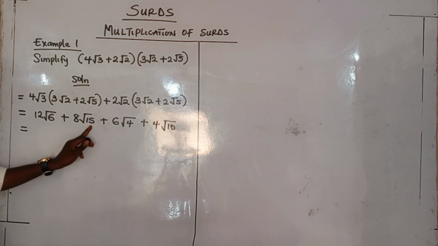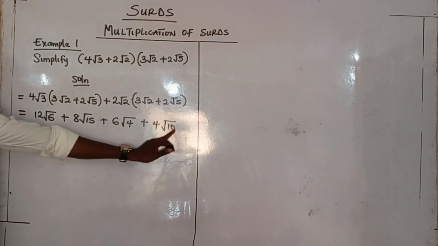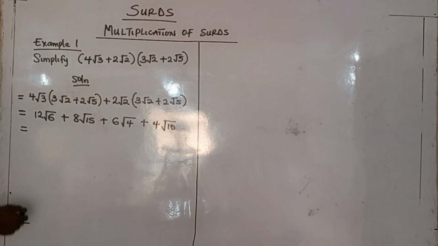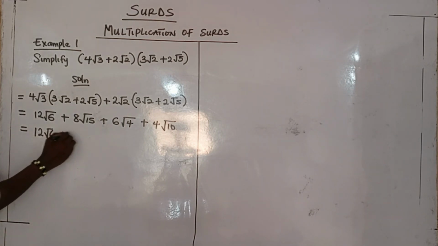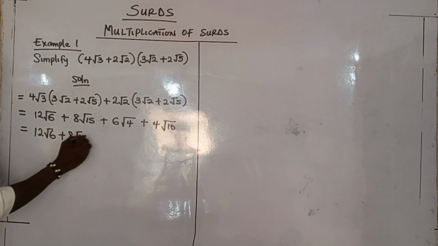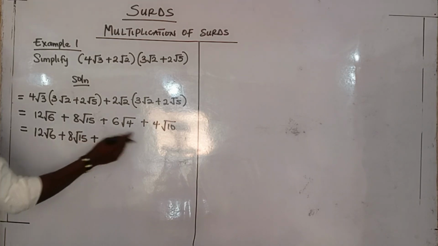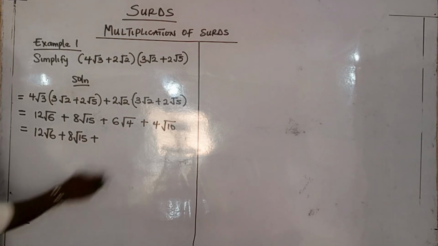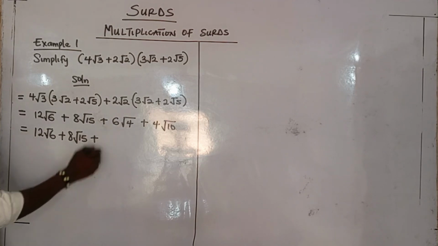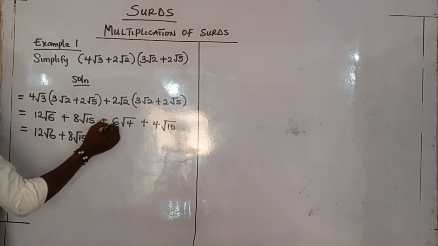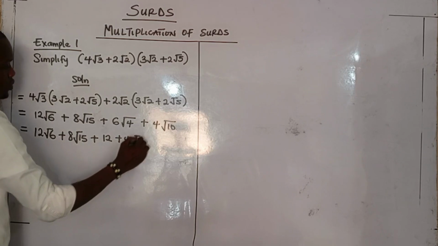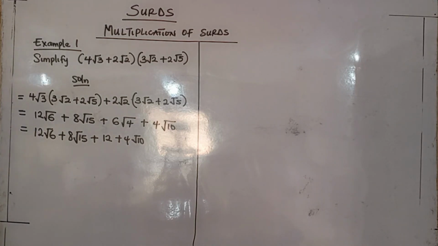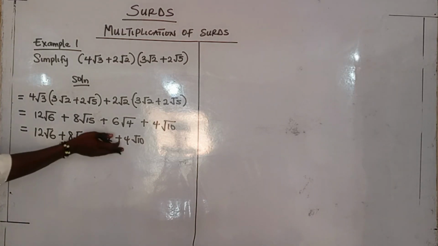So from here, if you look at it, you discover that this is not a perfect square. This does not contain any perfect square. And this does not contain any perfect square. But this one has a perfect square. So if we proceed, we are going to have 12 root 6 plus 8 root 15 plus, now 4 is a perfect square. Square root of 4 is 2. So we are going to have 6 times 2, which should give us 12, plus 4 root 10.